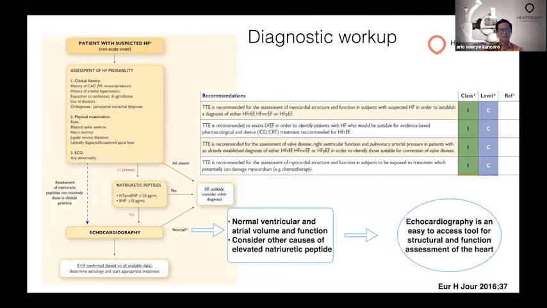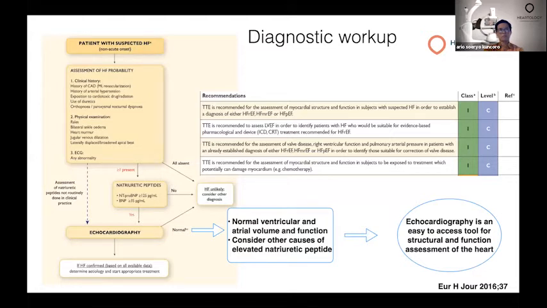But if you look at the natriuretic peptide, this is an evaluation or measurement of the level of natriuretic peptide in the heart, despite the cause of the increased level. But from the echocardiography, there are parameters which are more specific to look at the prognosis of the patients.